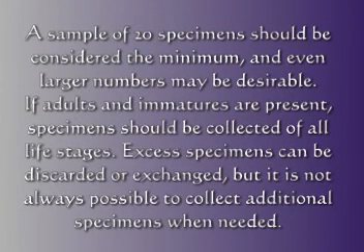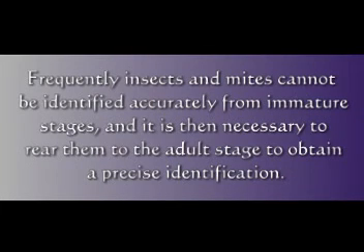A sample of 20 specimens should be considered the minimum, and even larger numbers may be desirable. If adults and immatures are present, specimens should be collected of all life stages. Excess specimens can be discarded or exchanged, but it is not always possible to collect additional specimens when needed. Frequently, insects and mites cannot be identified accurately from immature stages, and it is then necessary to rear them to the adult stage to obtain a precise identification.